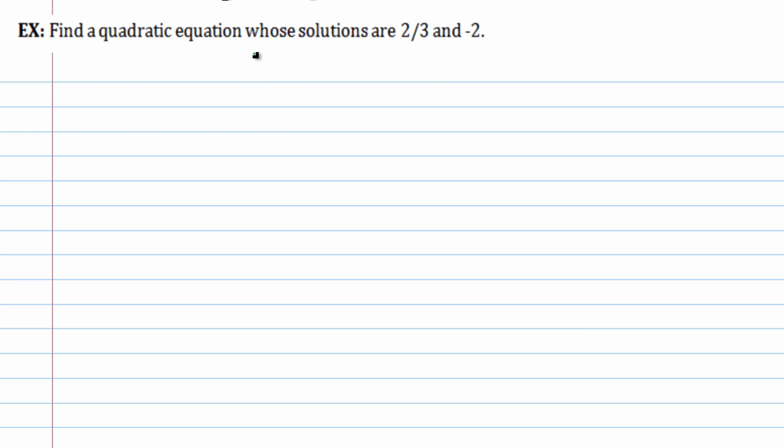Examples: find a quadratic equation whose solutions are 2/3 and negative 2. And I'm going to tack on a little bit more: written in standard form with integer coefficients. That's important for this example because it's very easy, although you may not think so yet, to find the quadratic equation whose solutions are 2/3 and negative 2.